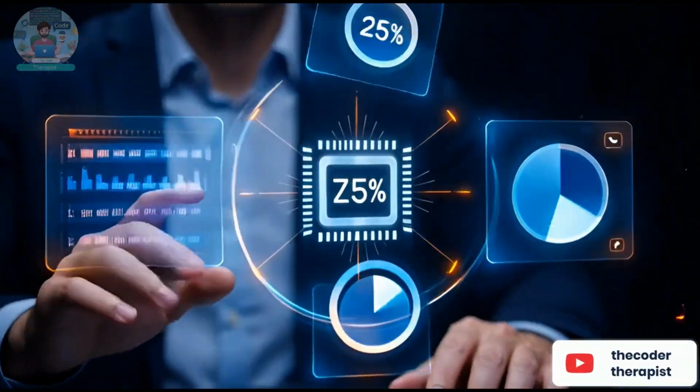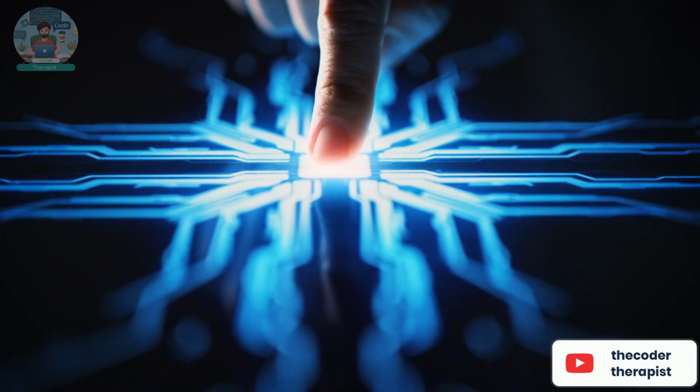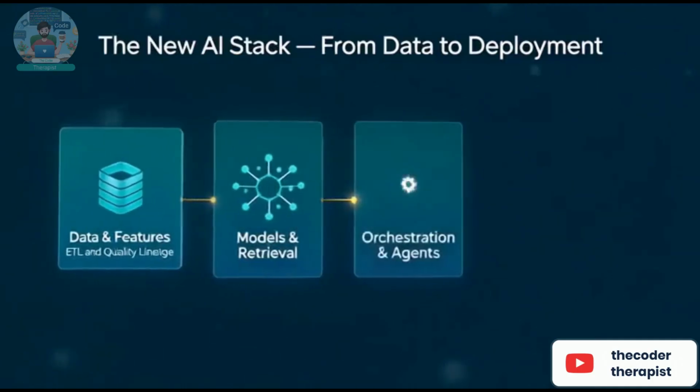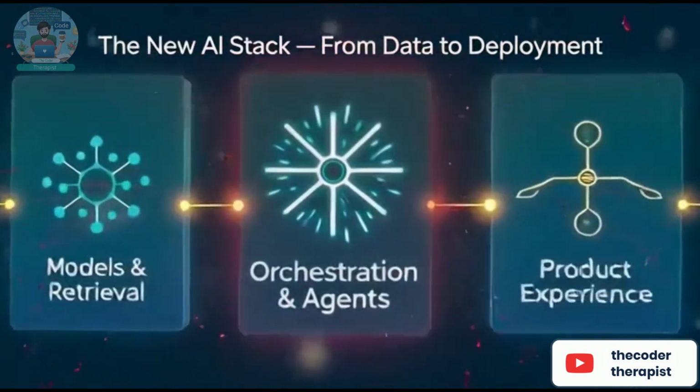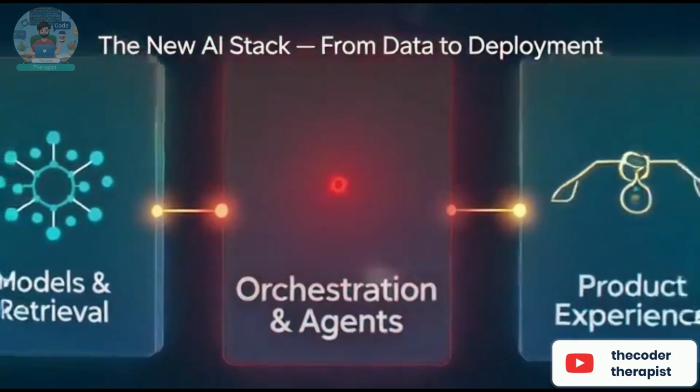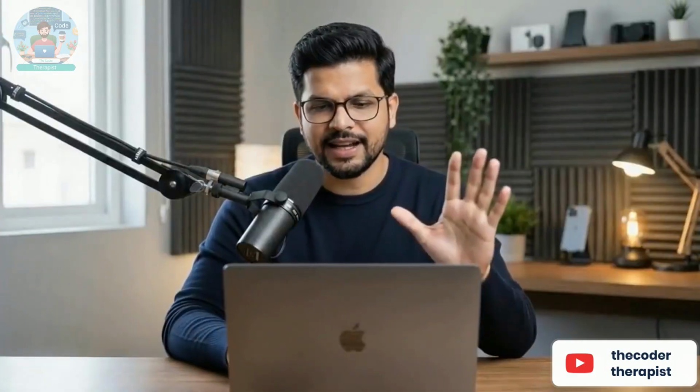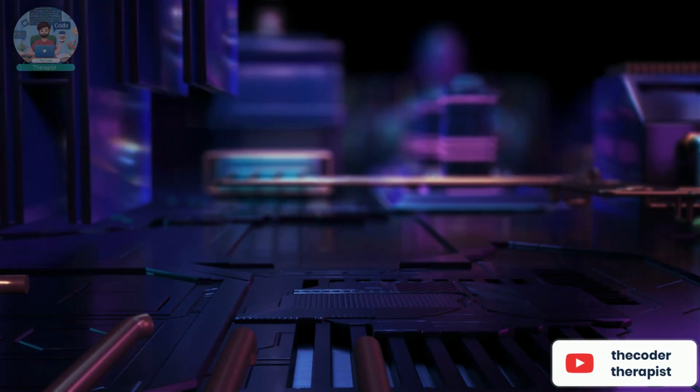Stop picking AI frameworks. Before you touch another library, you need to understand the 5 layers every production-grade autonomous agent runs on. Skip one, your whole system collapses. Today, I'm giving you the exact 5-layer autonomous agent stack.